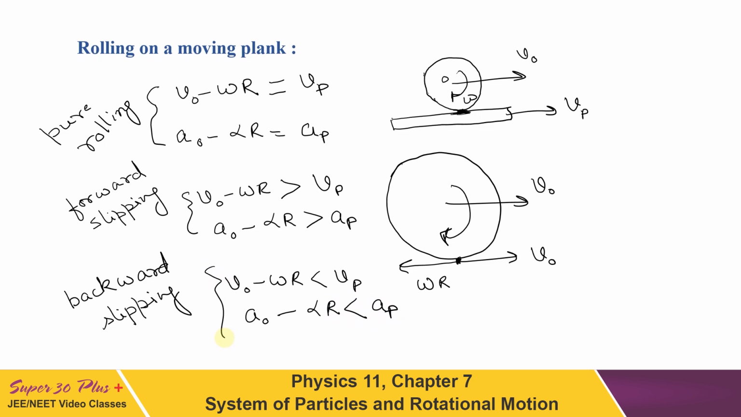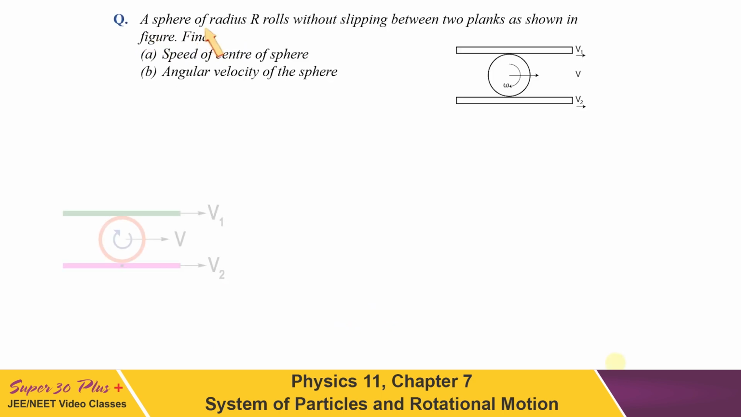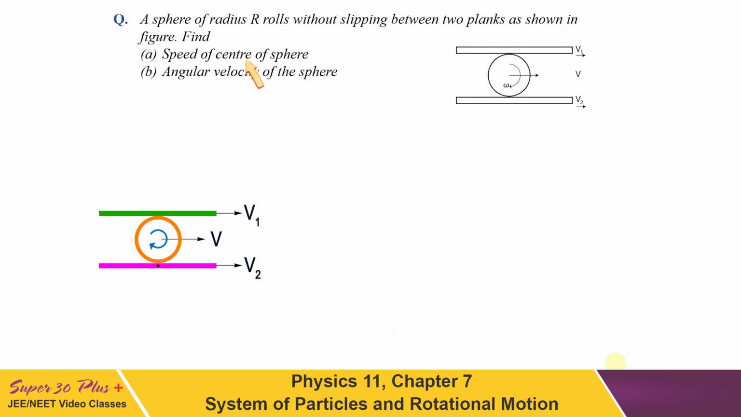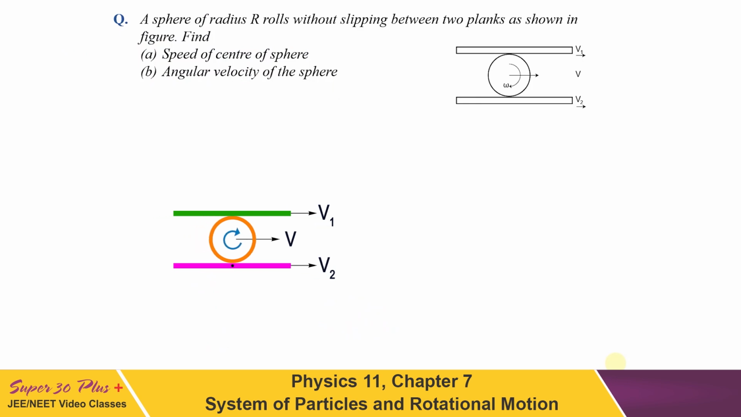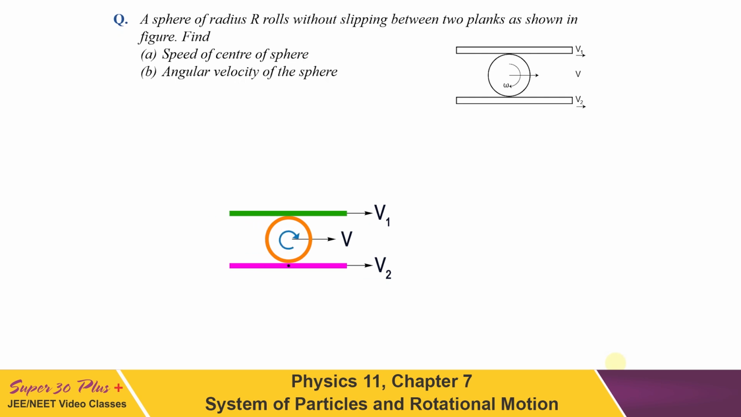So let us consider one example now. A sphere of radius r rolls without slipping between 2 Plancks as shown in figure. Find speed of center of sphere and angular velocity of the sphere. As you can see, both the Plancks are moving with velocities v1 and v2 in forward direction, and center of this sphere is moving forward with velocity v.